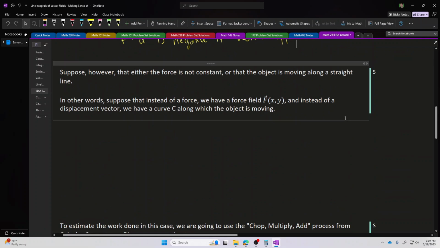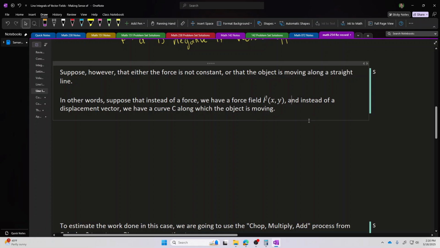So to capture that situation, instead of a single constant force vector, we have a force field, the force as a function of x and y, to capture the fact that you might have different forces acting on your object as it moves through different positions x, y.